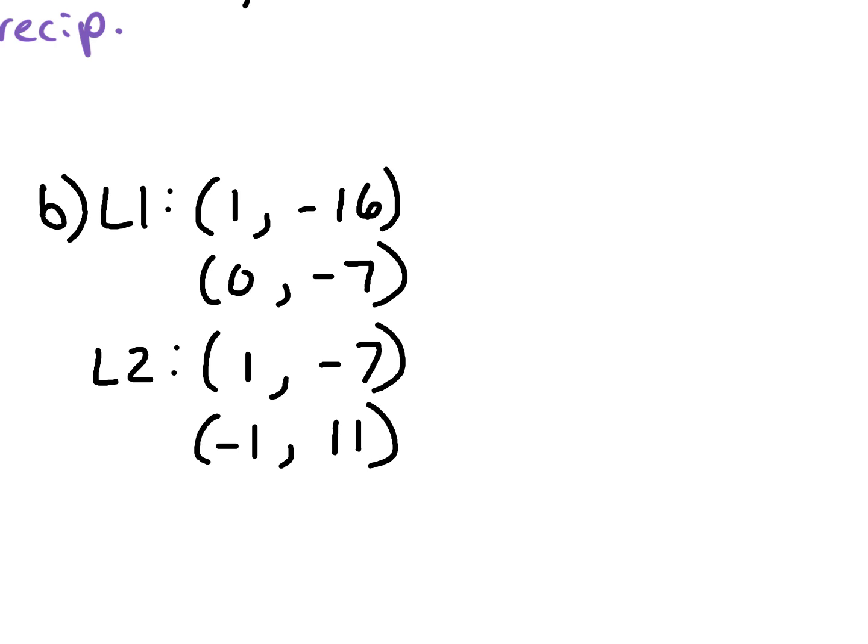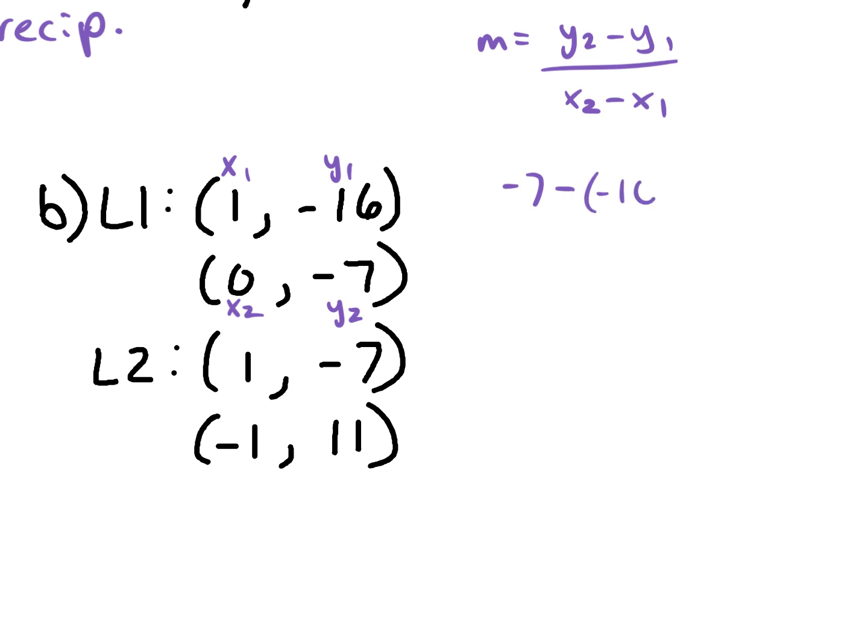We use our slope formula. Perfect. So y2 minus y1 over x2 minus x1. I'm going to label my points: x1, y1, x2, y2. Now these are 2 separate lines, so we just have to find each slope separately. We're just working with line 1 first. So -7 minus -16 over 0 minus 1.